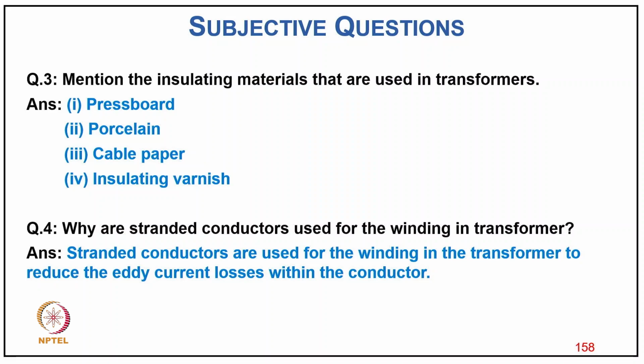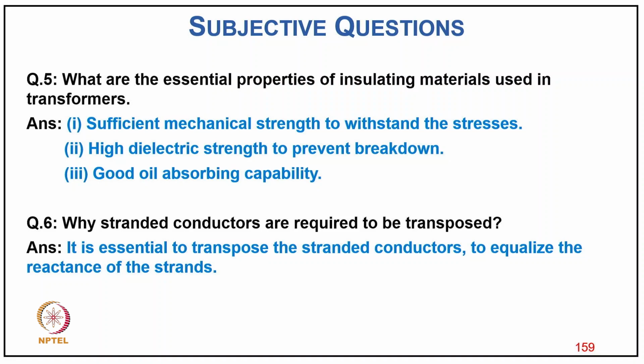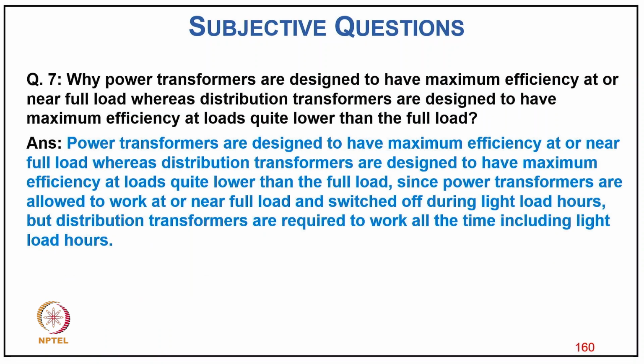What are the stranded conductors used for winding a transformer? Stranded conductors are used for winding the transformer to reduce the eddy current losses within the conductor. What are the essential properties of insulating oil in a transformer? Sufficient mechanical strength to withstand stresses, high electric resistance to prevent breakdown, and good oil absorbing capability. Why are stranded conductors transposed? It is essential to transpose the stranded conductor to equalize the reactance of the strands.